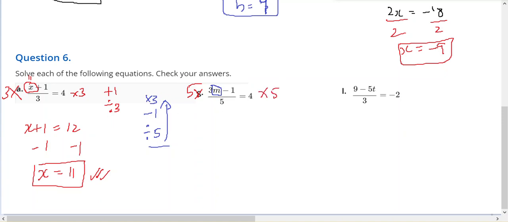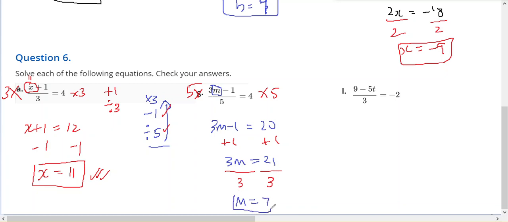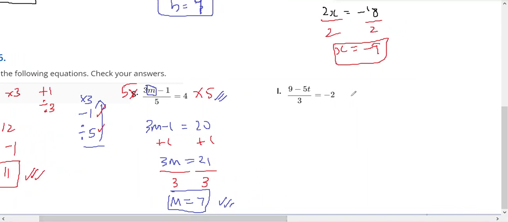The 5's cancel on the left-hand side to leave 3m minus 1. 5 times 4 is 20. So now I'm going to plus 1 to both sides, and that's going to leave me with 3m equals 21. And then lastly, I'm going to divide both sides by 3. The 3's cancel on the left to leave m, and 3 goes into 21 7 times. To double check my answer, 3 7s are 21, minus 1 is 20, divided by 5 is 4. That works out correctly.